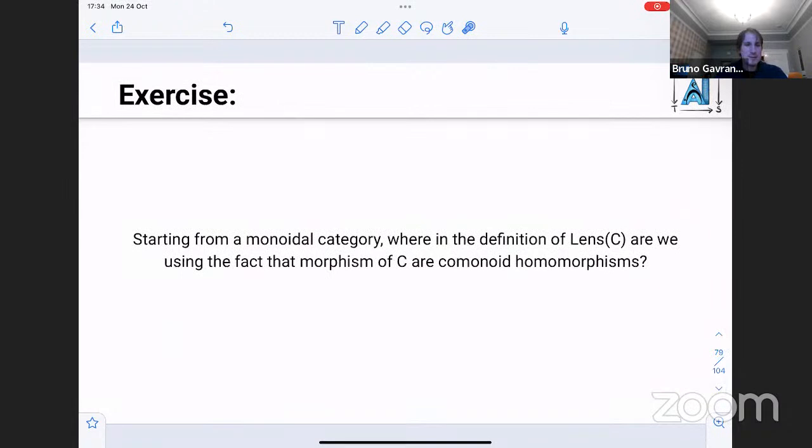I'm going to leave this exercise here, mainly for you to try to understand where we used the fact that morphisms are comonoid homomorphisms. I've told you that C needs to be a Cartesian category, Cartesian monoidal, which means that every morphism is deterministic. That is, it's a comonoid homomorphism. Where did we use it so far? We can answer maybe later in the Zulip. This might not be quite easy to prove where this is used.